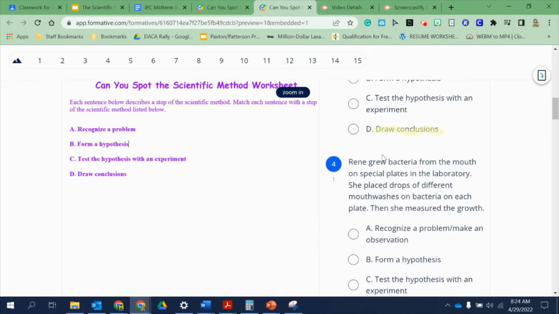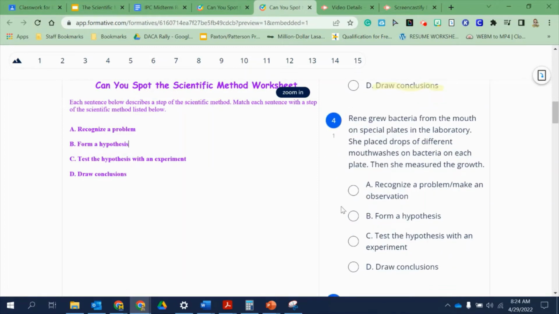All right, so we've seen two examples of a hypothesis, and one of drawing a conclusion. Let's see what this next one is going to tell us. Renee grew bacteria from the mouth on special plates in the laboratory. She placed drops of different mouthwashes on bacteria on each plate. Then she measured the growth. This is very similar to what we were doing in the lab with the experiments. We would do one step and then another step and then another, and then we measured different things. In one lab we measured the temperature, and in another the circumference of the balloons. But in either case, this is an experiment that she's doing.